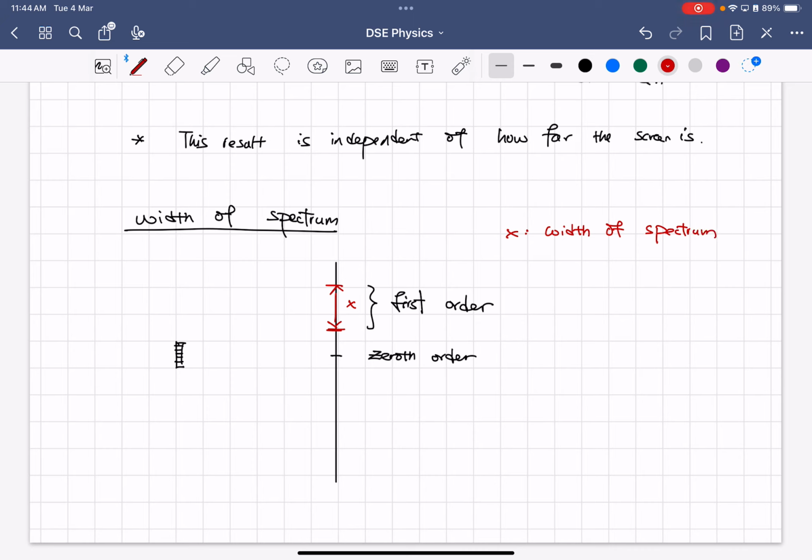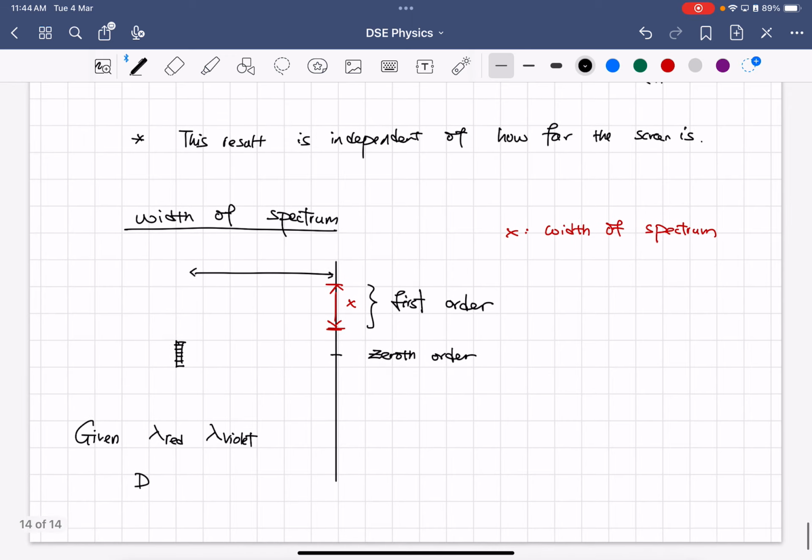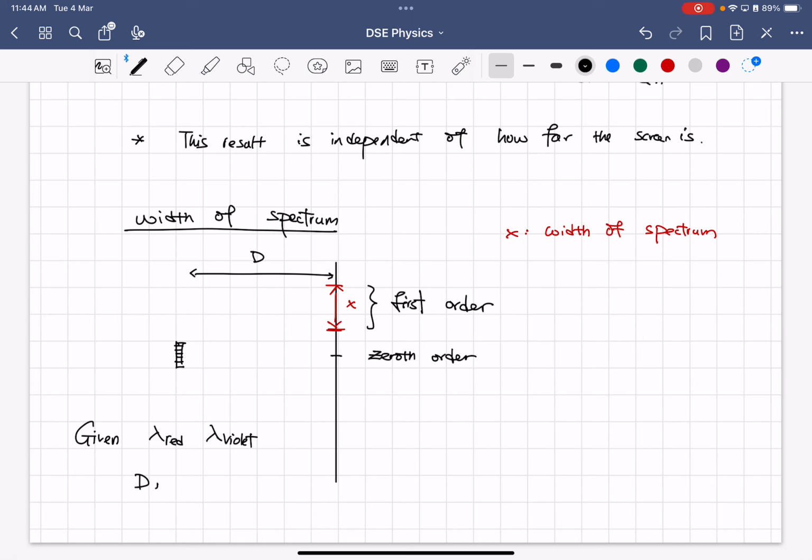And we need to find that out, but this is not easy. Now, let's suppose that we are given the wavelength for the red and the wavelength for the violet. You are given D, that means how far the diffraction grating is from the screen. You're given the slit separation d. You're given all this, and then you need to write x in terms of lambda, D, and d.